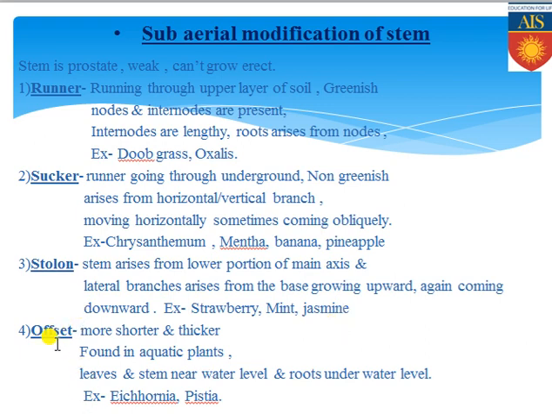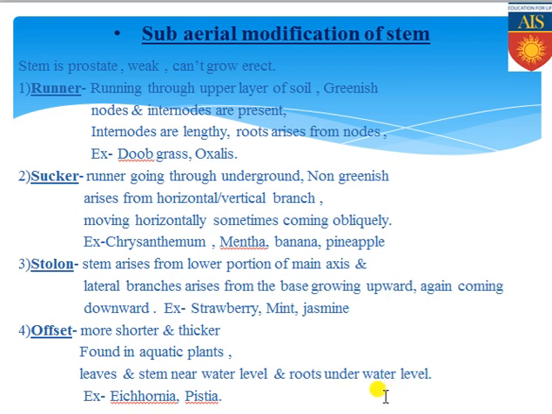If you come to the last subaerial modification of the stem, that is the offset. What is offset? Offset is actually a type of modified stem that is shorter and thicker. It is commonly found in aquatic plants, with leaves and stem near the water level and roots under the water level. The leaves and stem of these plants are exclusively helping the plant for floating purposes, and the roots are always present under the water level.